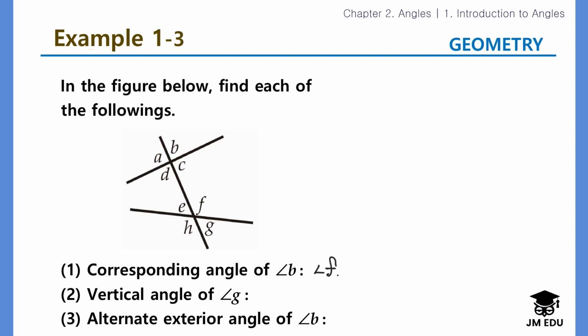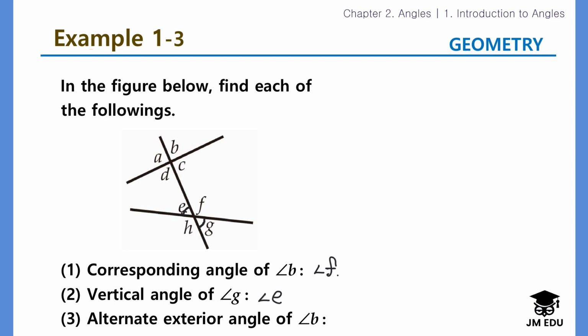Number 2, vertical angle of angle G. Remember, vertical angles are angles opposite each other. So angle G is here, then angle opposite to angle G is angle E, right? So that must be angle E. And remember, vertical angles are always equal to each other.